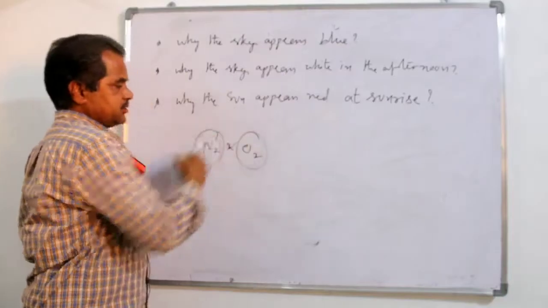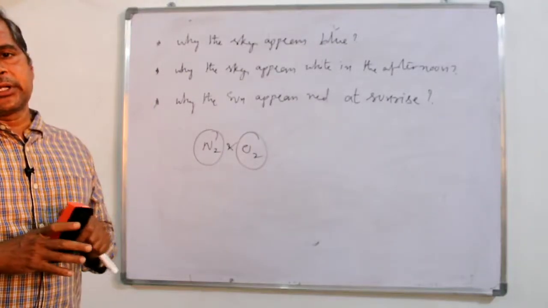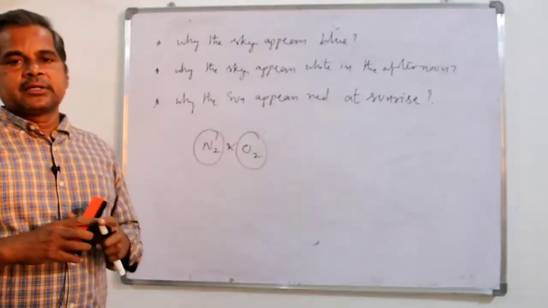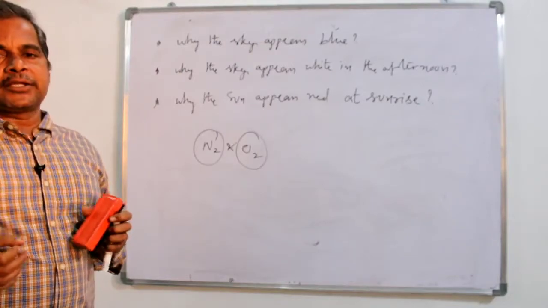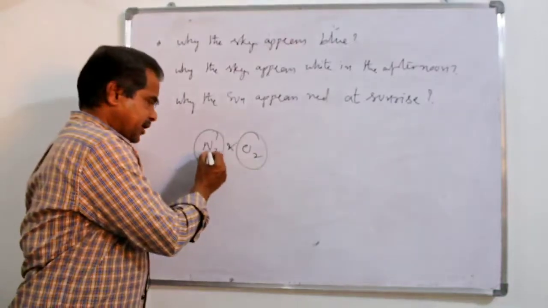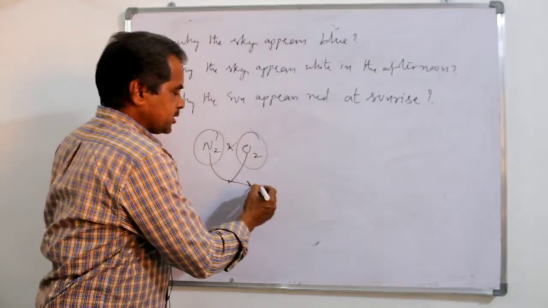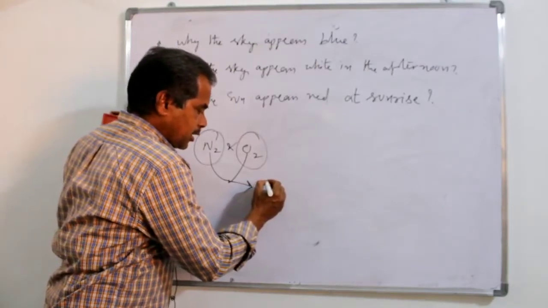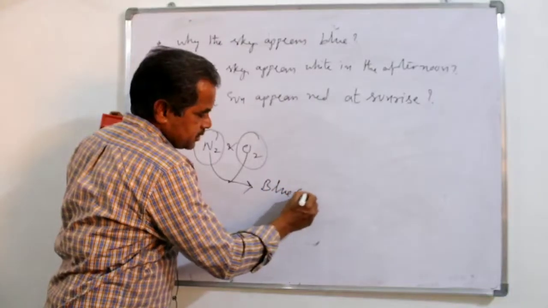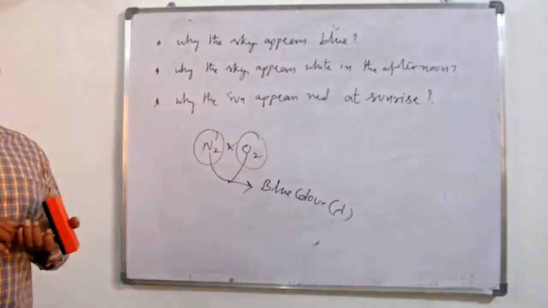If the air contains more nitrogen particles and more oxygen particles, when the light is passing through these particles, blue color emits in all directions, because the size of the nitrogen and oxygen particles is comparable to the blue color wavelength.